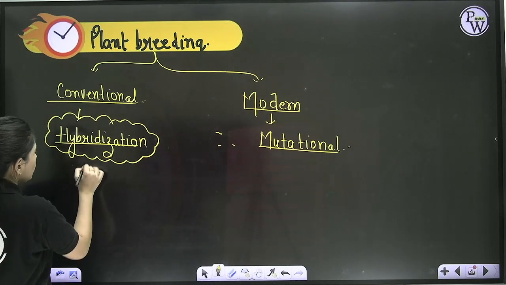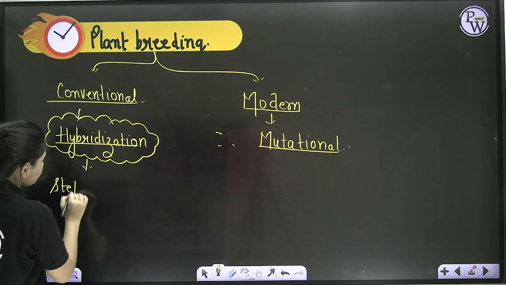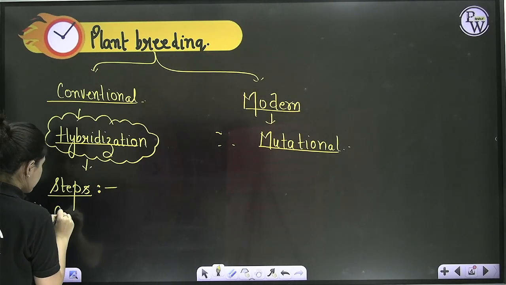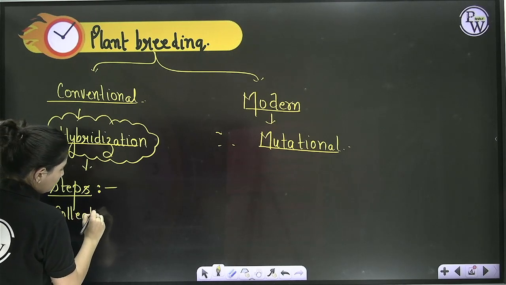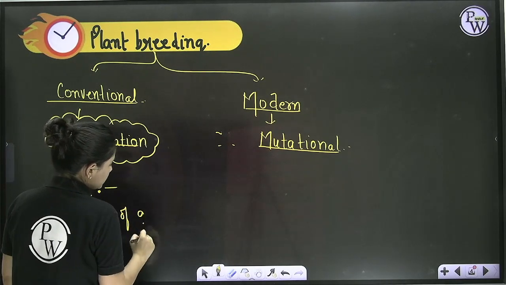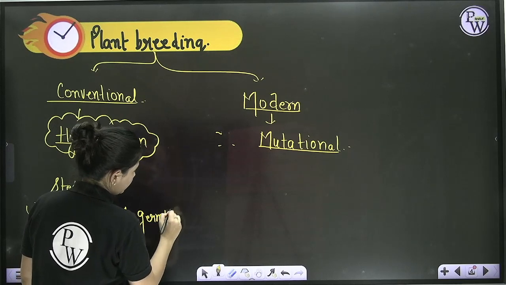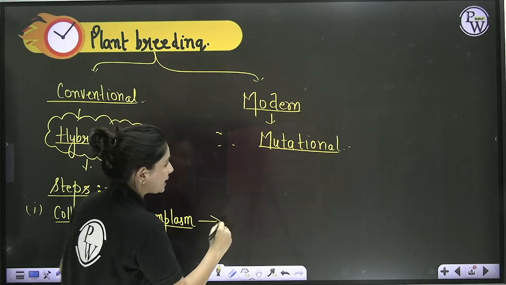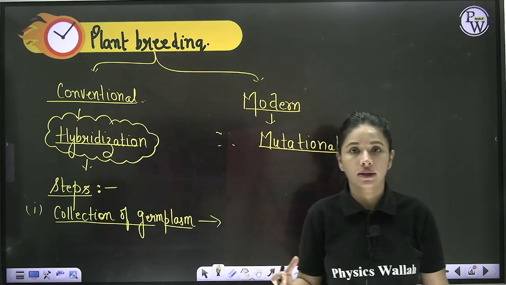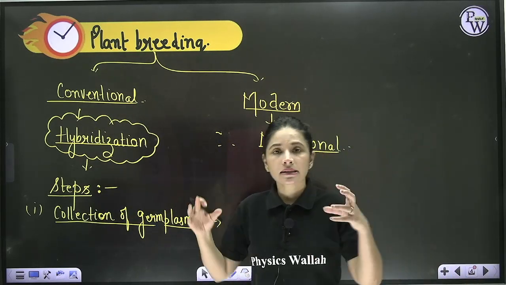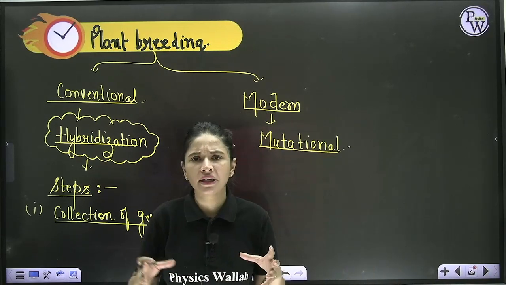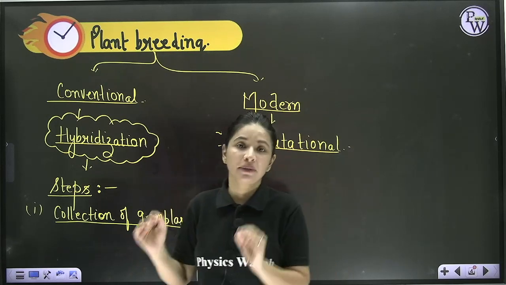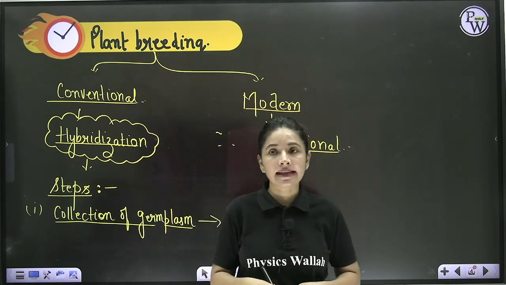Okay, very good. So now we are going to check out the steps of hybridization. First step is collection of germplasm. Now, what is this collection of germplasm? What do you understand by the word germplasm first? Beta, germplasm means sum total collection of all the genes and their alleles found in different varieties of a specific species. For example, if I take an example of a mango.